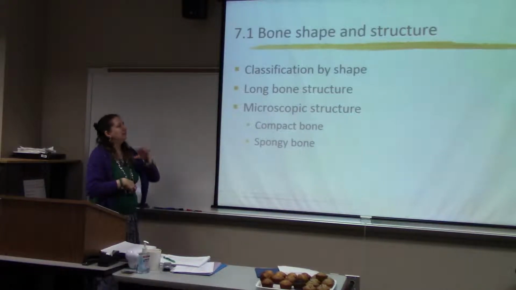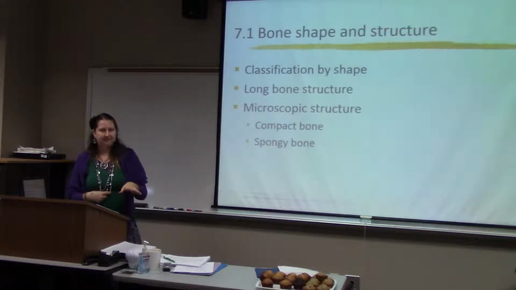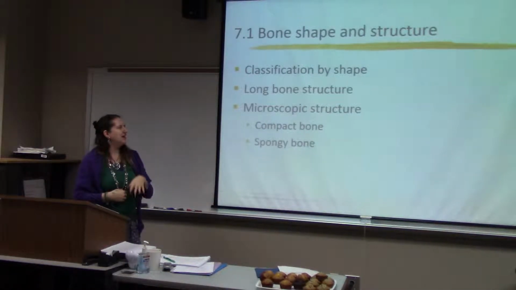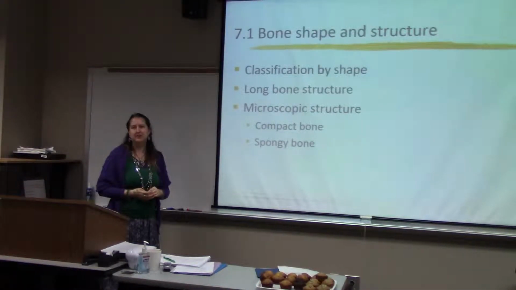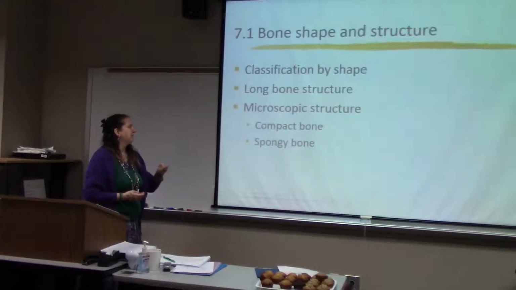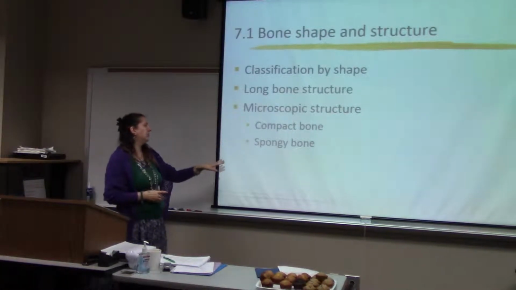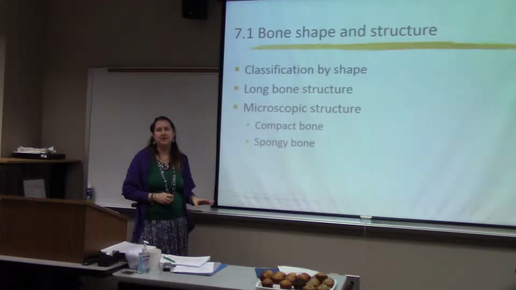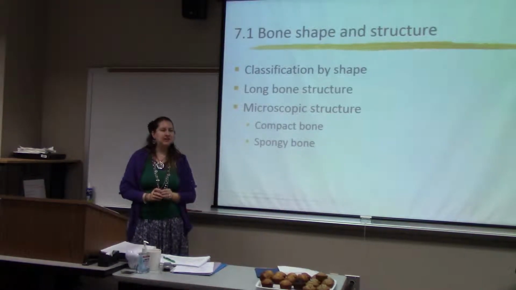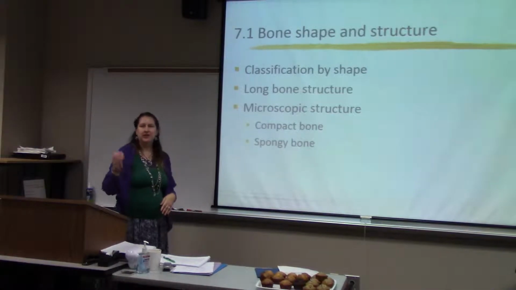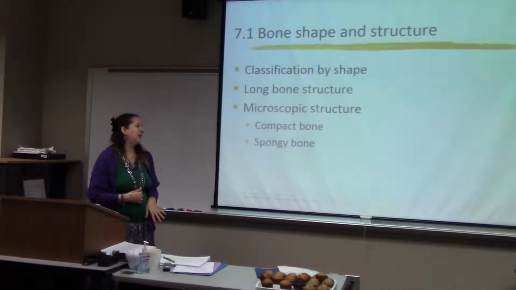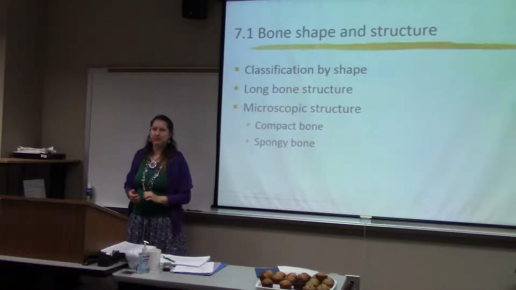Bones have some general structure. They're classified by shape. And then one of those shapes, a long bone, has some additional details to its structure. In this section, we're also going to look at the microscopic structure of bone. We saw a little bit about compact bone in the tissues chapter. We're going to identify more of the parts and also have a look at spongy bone.